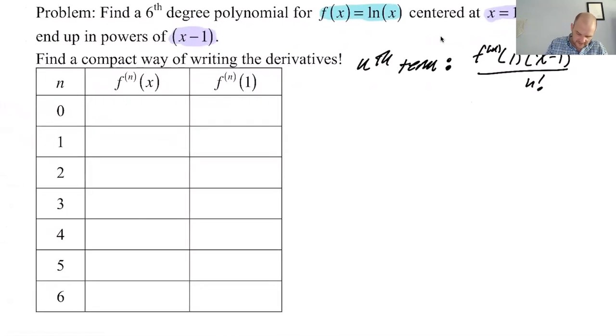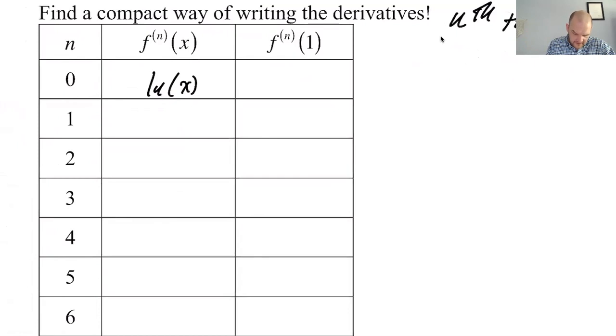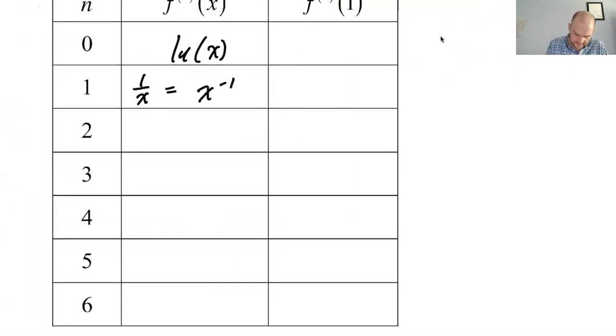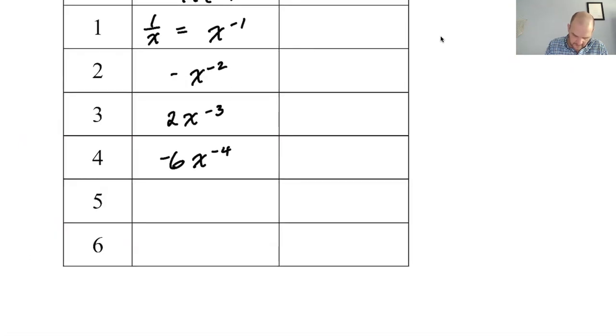So the original function is the 0th derivative. The derivative of natural log is 1 over x, but it's easier to deal with all of these if you make it x to the negative first, because then you can just keep power ruling your way to the derivatives. So negative x to the negative second, 2x to the negative third, negative 6x to the negative fourth, 24x to the negative fifth, and then negative 120x to the negative sixth.